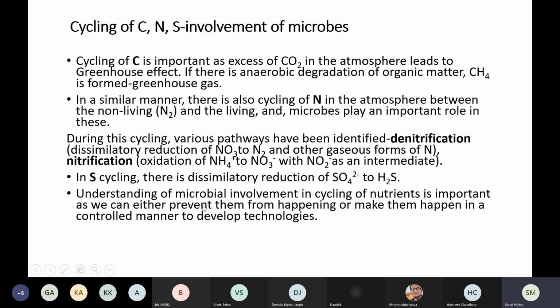So understanding of the microbial involvement in the cycling of these nutrients like carbon, sulfur, nitrogen is important, as we can either prevent them from happening, like excess of things can be prevented, or you can make them happen in a controlled manner to develop technologies which are good for the environment. So I hope this point is clear to everybody.